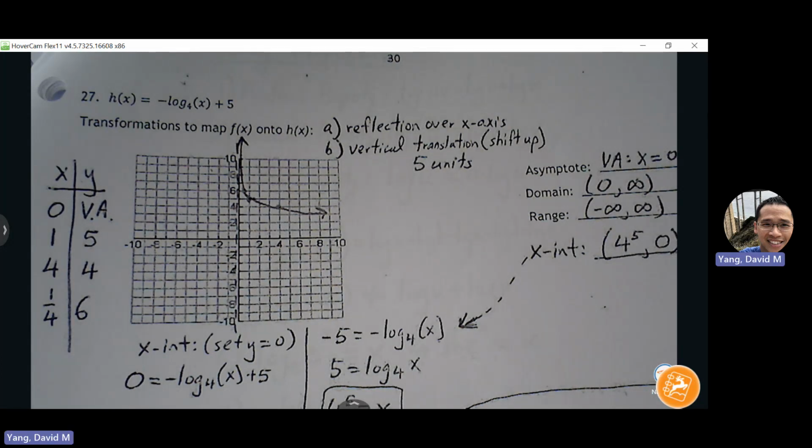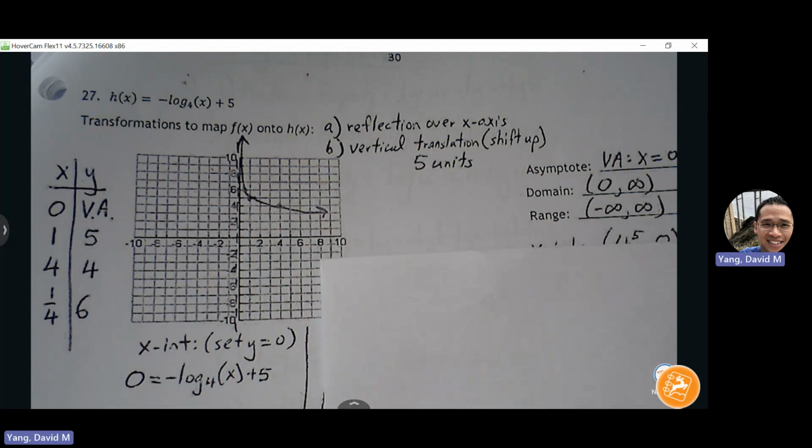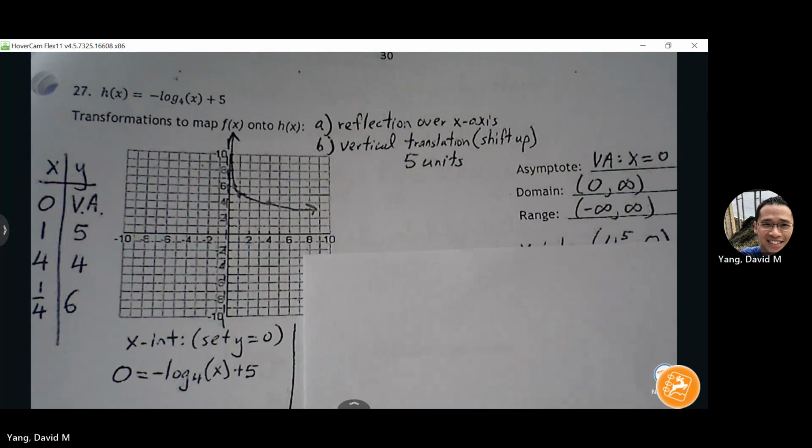Don't worry about the x-intercept. You can just do domain and range. Okay, there we go with 27.